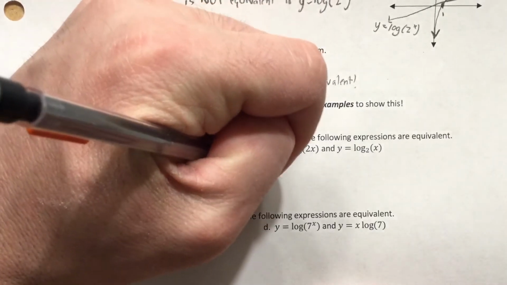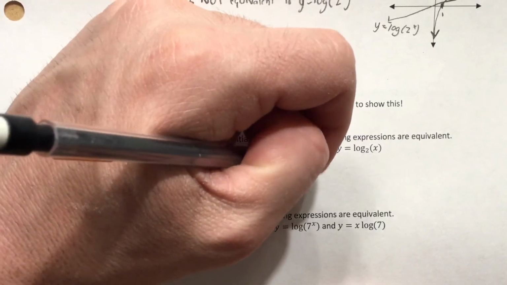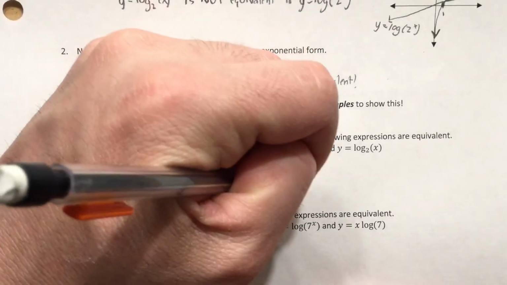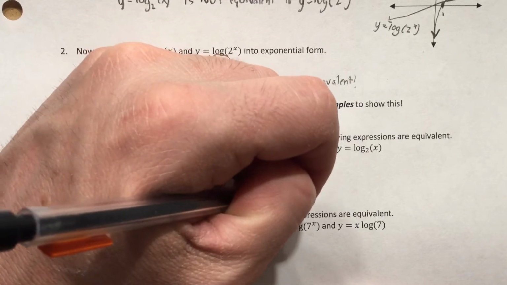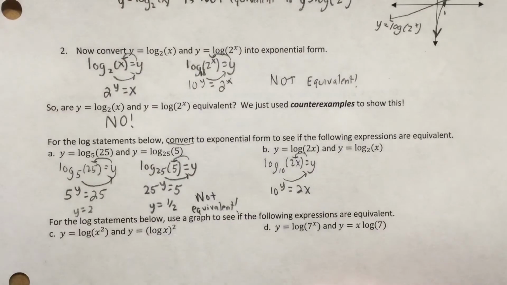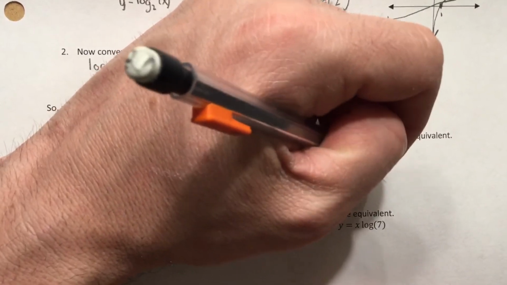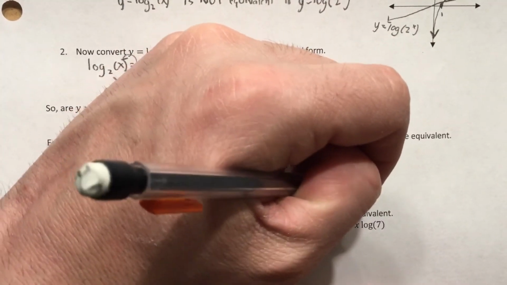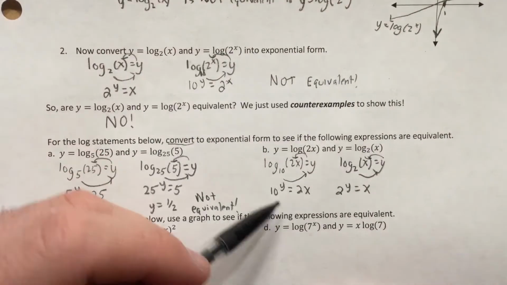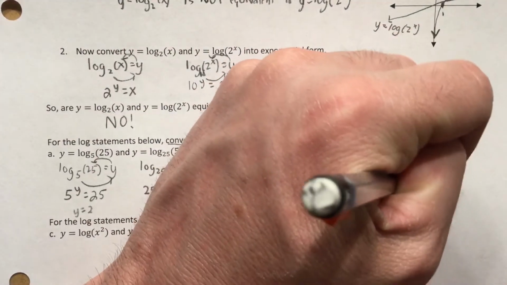I look at the next one. Again, it'd be log base 10 of 2x equals y. And when I convert that, I would have 10 to the y equals 2x. And for the next one, log base 2 of x equals y. And when I convert that, I'd have 2 to the y equals x. And you can see, nope, the bases are different. That would not be equivalent either.